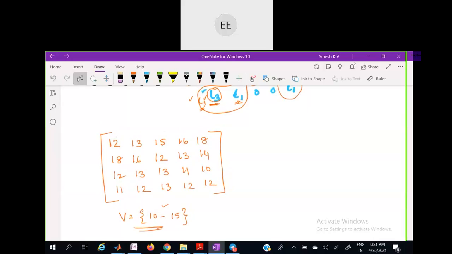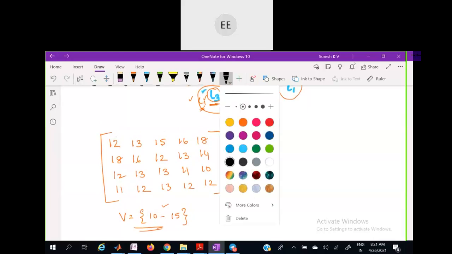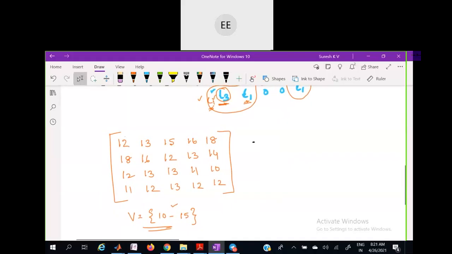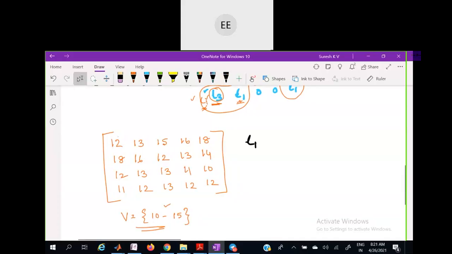What does it mean? Let me just do it for maybe the first row. The first pixel is 12, so 12 belongs to this set V, so the first one will be L1. What will be the next one? L1. What is the next one? 15? L1, because it is in the range. 16? It is not in your V. If it is not in your V, you just call it 0. 18 is 0. That means the label is 0. The value is not 0, but the label for that is 0. For 16, it is 0.